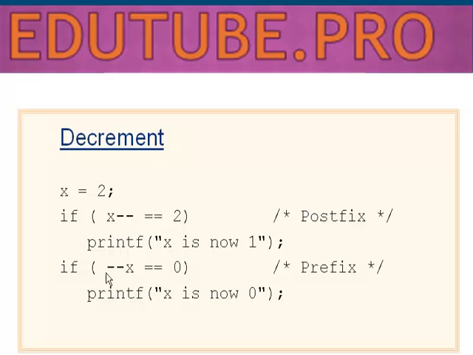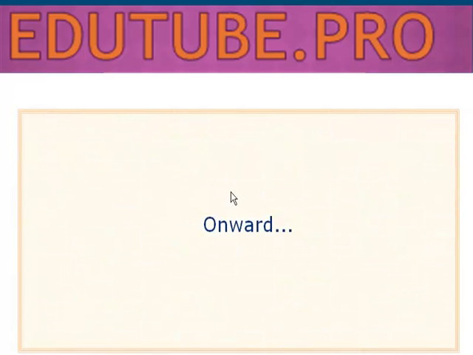If we now do a prefix decrement, --x equals 0, we decrement first, x is 1, we decrement it again before the comparison. Now it is in fact 0. This will be true, and we will say that x is now 0. So that's the increment and decrement, postfix and prefix. So now we're going to move onward with some other types, operators, and expressions.